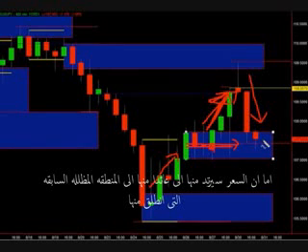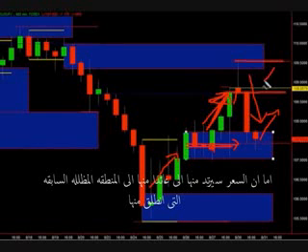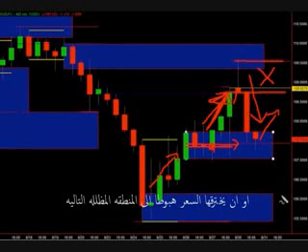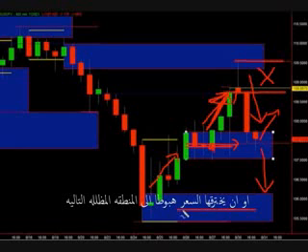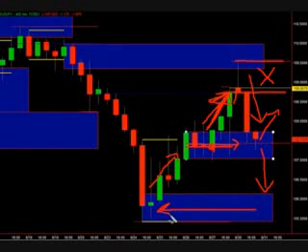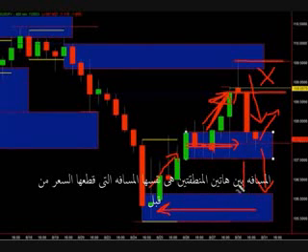It will either react, most likely back up to this next area of interest. This is where the move down started. Back into this newly established area of interest. Or price will continue through it, back down to this previously established area of interest. And the distance between those two locations is essentially what you're aiming to trade for.